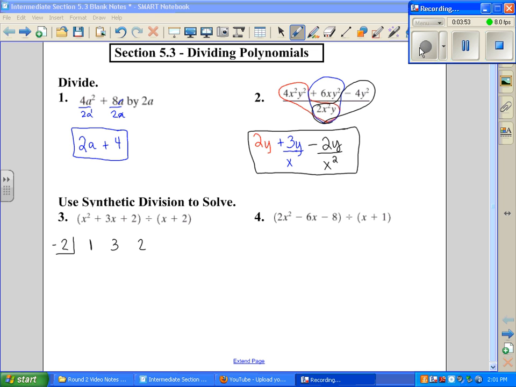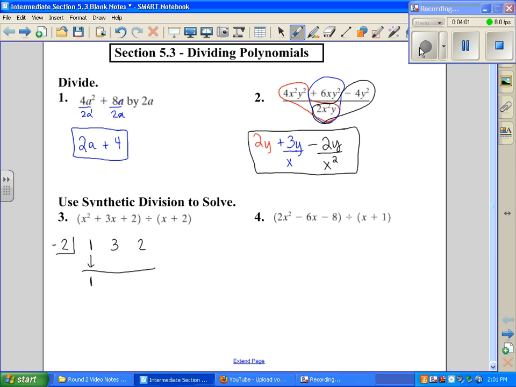Okay, once we have everything in order, now here's our procedure, and like I said, it may take you a few times. You're always going to drop the first. Drop the first. Now we're going to multiply negative 2 times 1 is negative 2. And now we add straight down. So I'm going to say 3 minus 2 is a 1.